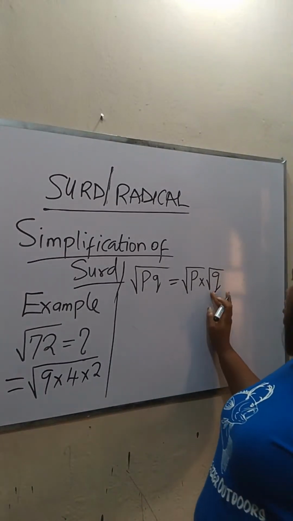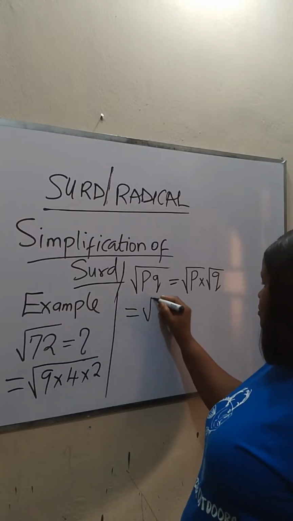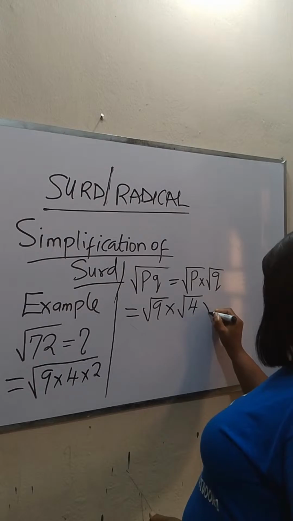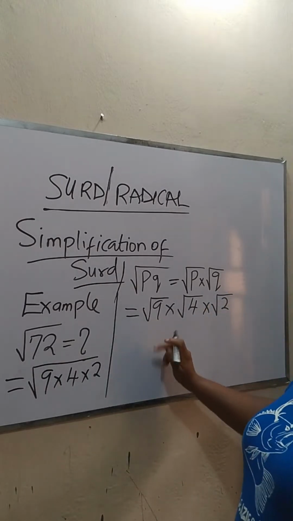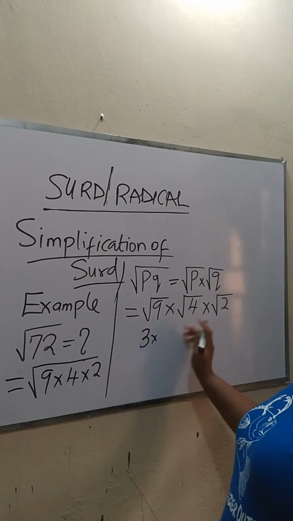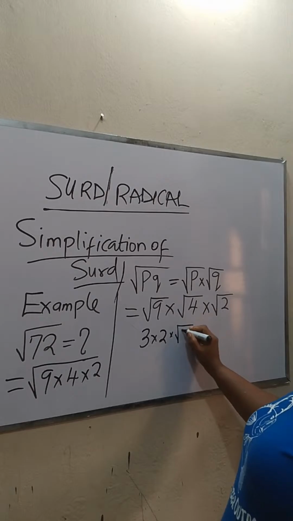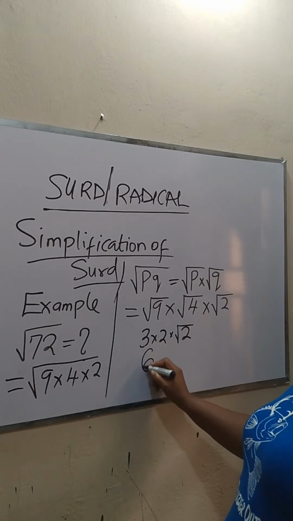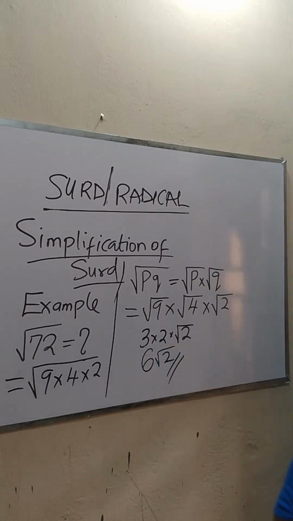Following this, this will now give us root 9 times root 4 times root 2. Okay. So root 9 is 3, times root 2. Root 4 is 2, times root 2, which is the radical. 2 times 3 is 6. So that is 6 root 2. And that is the answer. You see how easy it is.